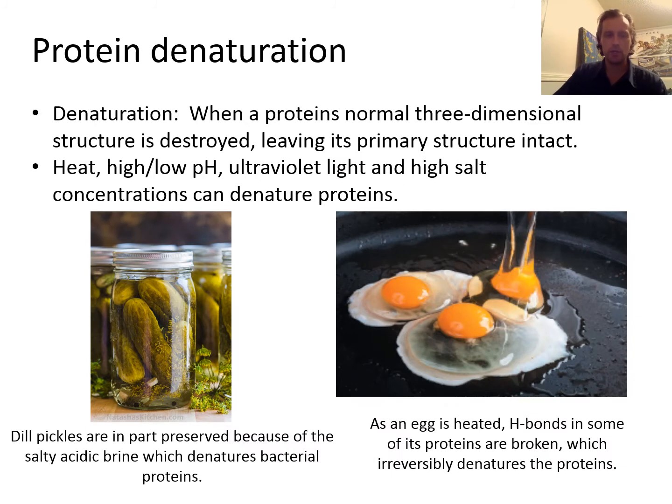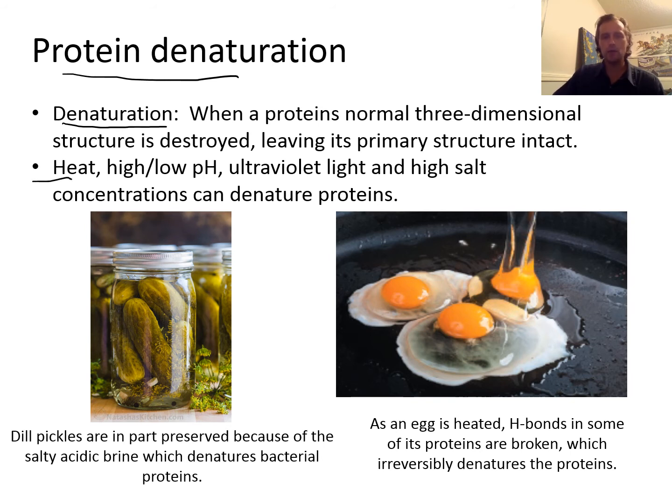Protein denaturation. I'm going to post a video on Blackboard that offers you a little more detail than you are required to know, but it's nice to have an animation to see this happening. So feel free to look that up in this week's Blackboard folder. Denaturation is when a protein's normal three-dimensional structure is destroyed, leaving its primary structure intact. So basically, the polypeptide unravels like a ball of yarn unraveling.